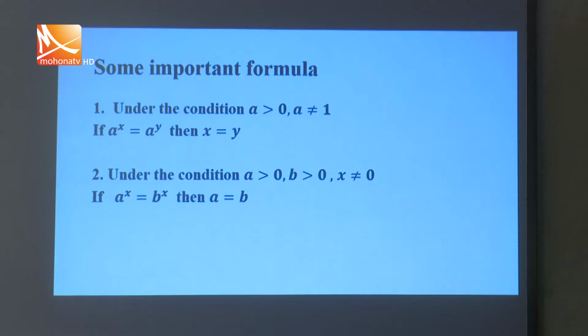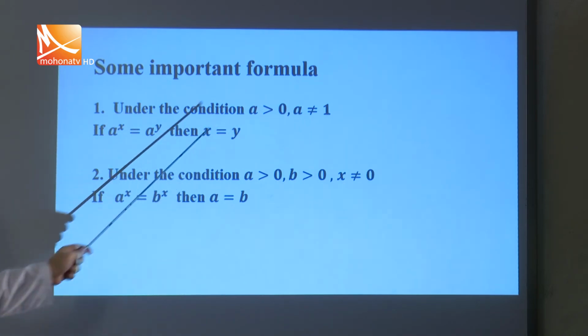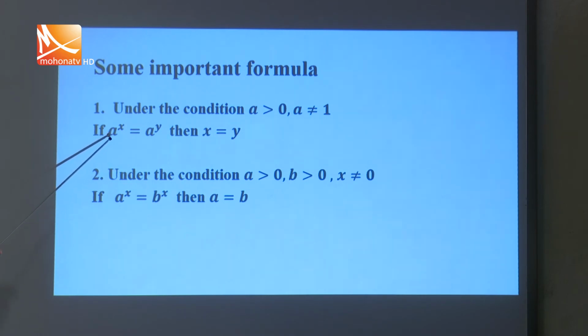Let us see some important formulas of this chapter. Under the condition a is greater than 0 and a is not equal to 1, if a to the power x equals a to the power y, then x equals y. That means if you have the same bases in an equation on both sides, then you can remove them, and the powers x and y are equal. But please look at the condition that a cannot be 1. Why can a not be 1? Because if you put 1 here and 1 also here, we always get only 1, because 1 to the power 1 gives you 1, and 1 to the power 100 also gives you 1. That's why we will avoid 1 here.